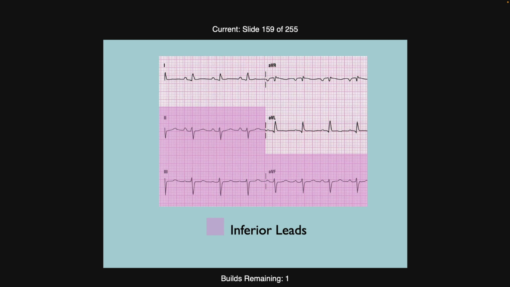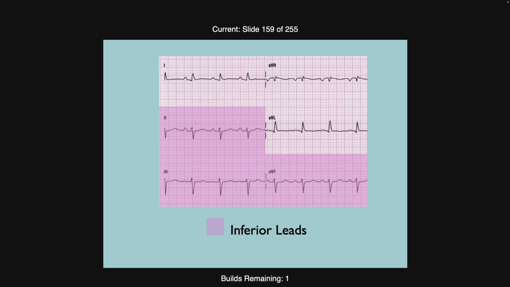ST elevation in 2 or more contiguous leads. Well, if you're going to find a STEMI, you have to know what the contiguous leads are.